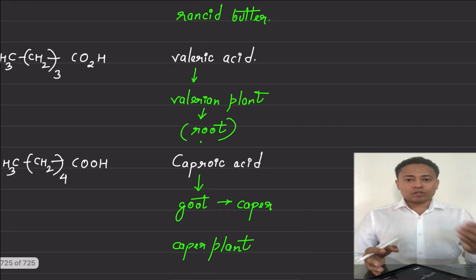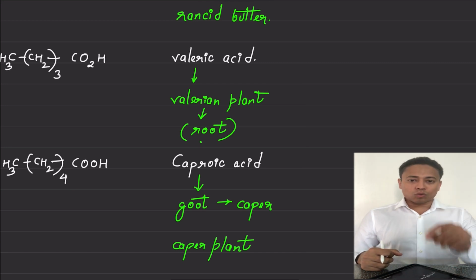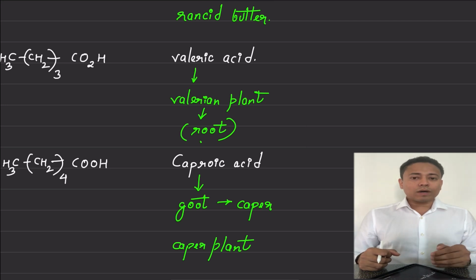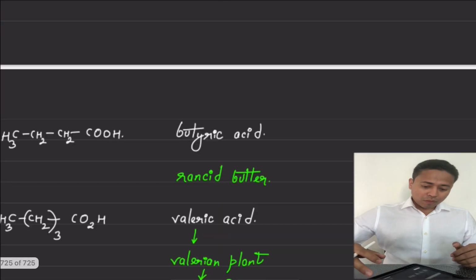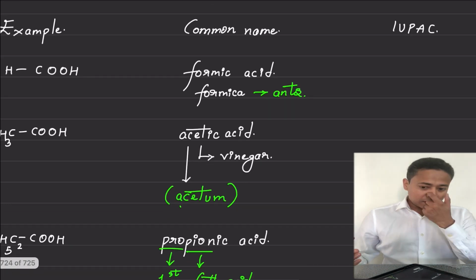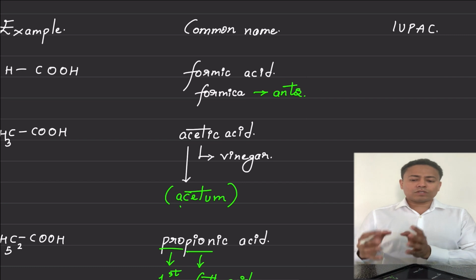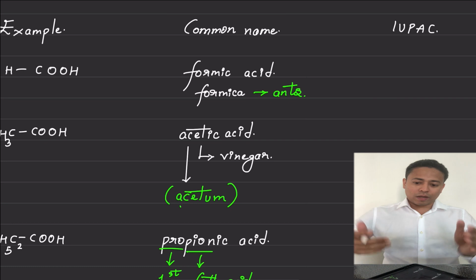Valeric acid is named because of the valerian plant. The 5 carbon atom carboxylic acid was discovered from the root of the valerian plant. Thus, we call it valeric acid. And the last one, caproic acid, is because of the odor. The odor of this 6 carbon atom carboxylic acid is similar to the one we find in a goat shed. Thus, caproic acid. So these were the common names of all these carboxylic acids that we have just written. Now let's come to the IUPAC part, which is relatively easier, but one has to be aware of the IUPAC name as well.